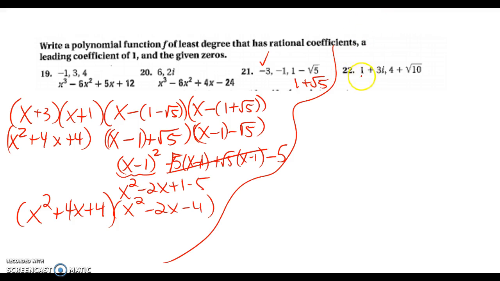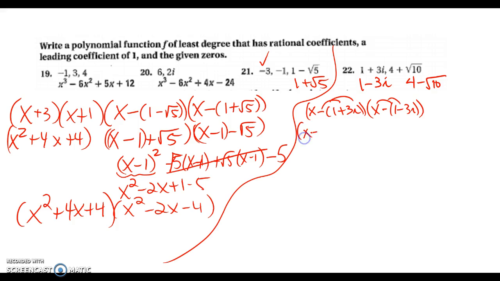So over here I have 1 plus 3i, therefore I'll have 1 minus 3i. I have 4 plus the square root of 10, therefore I will have 4 minus the square root of 10. So let's start with these first. X minus 1 plus 3i. X, whoops, that's still a minus, isn't it? Minus 1 minus 3i. Alright, so I'll distribute x minus 1 minus 3i, x minus 1 plus 3i, and then I treat these as quantities.